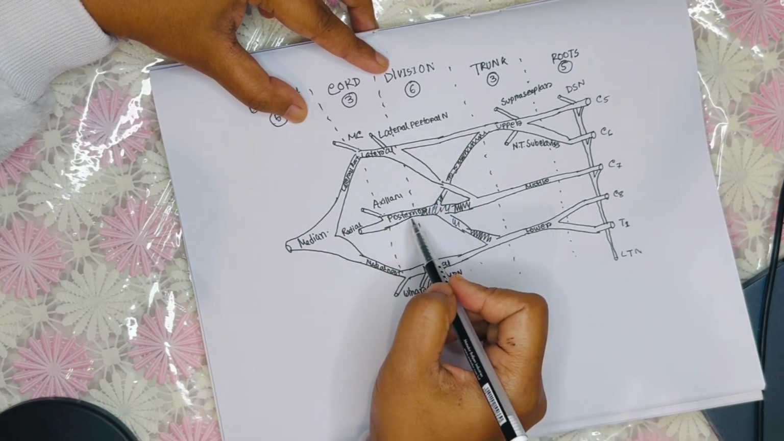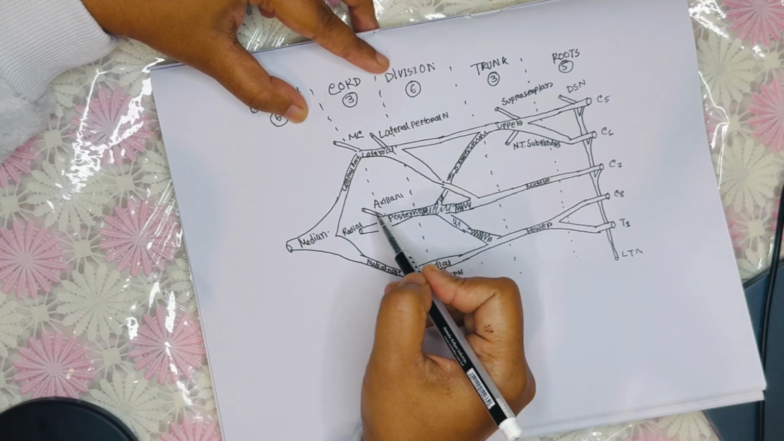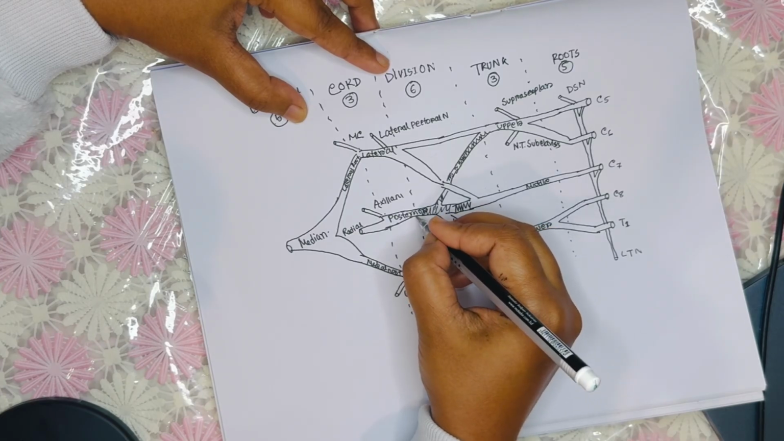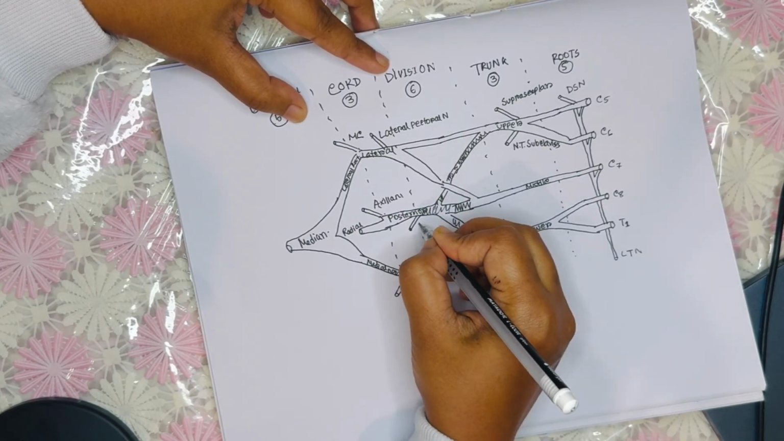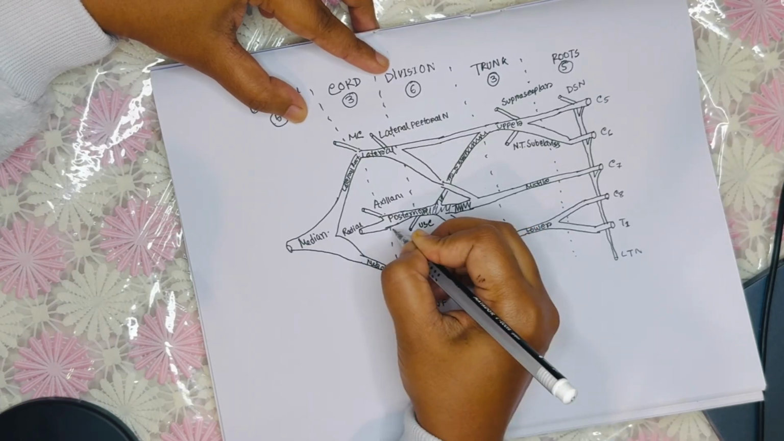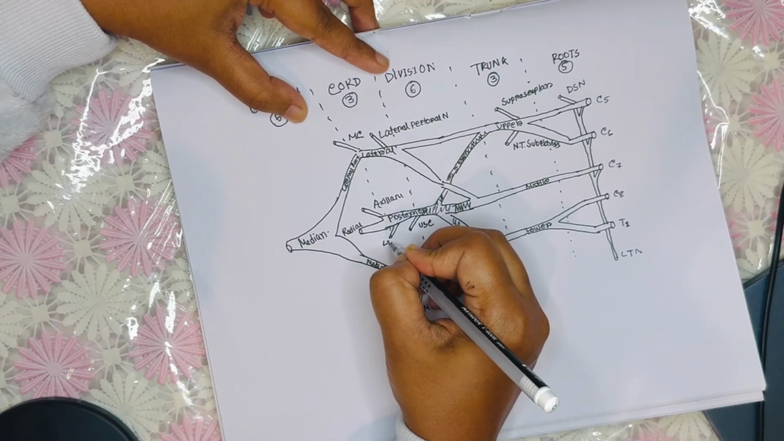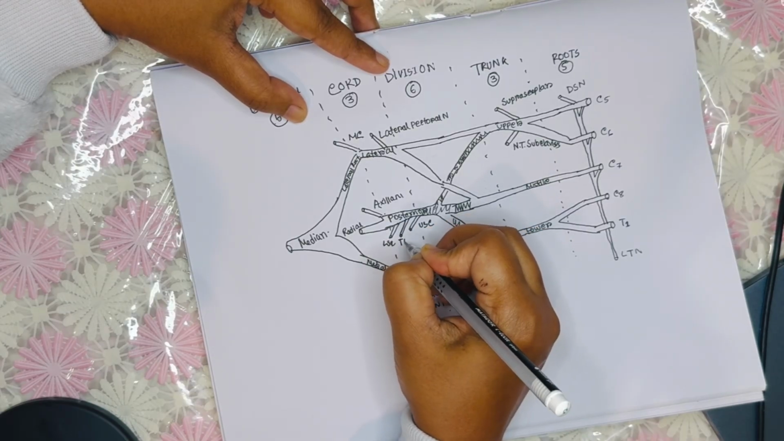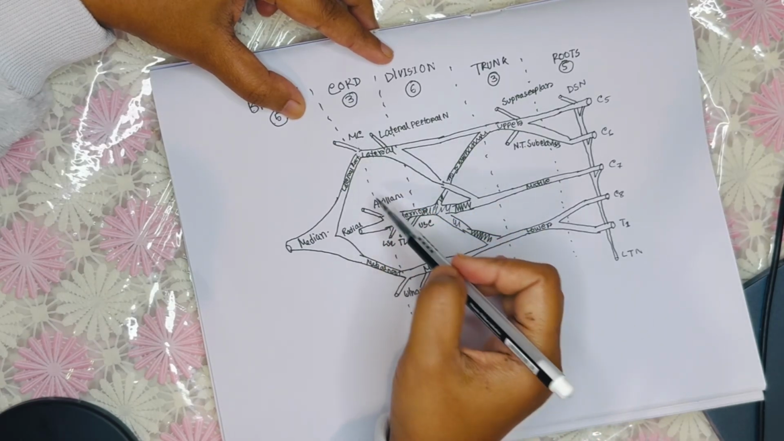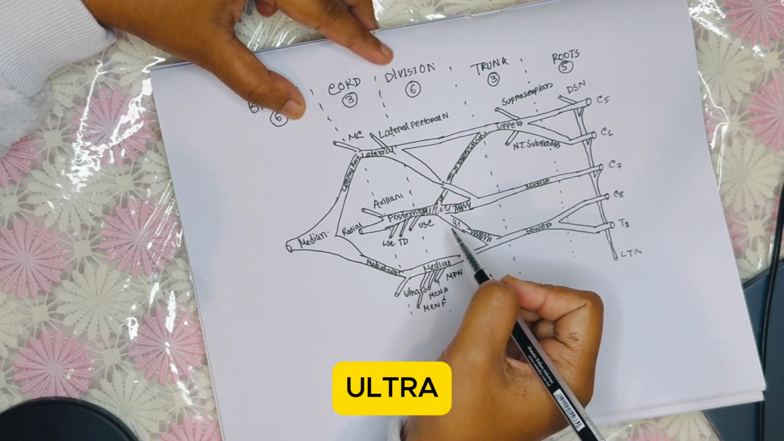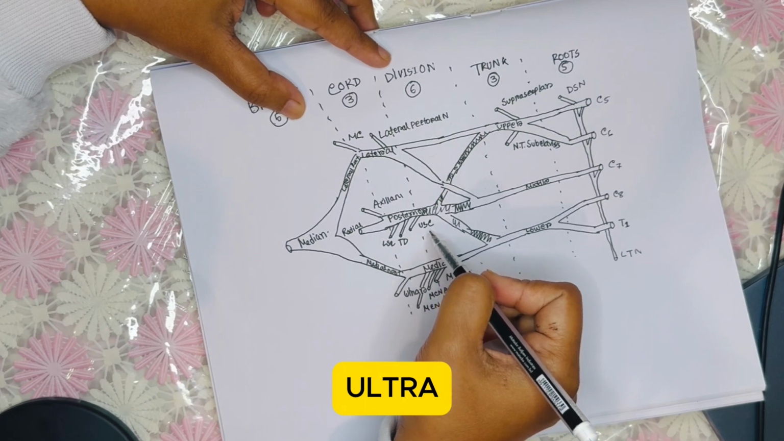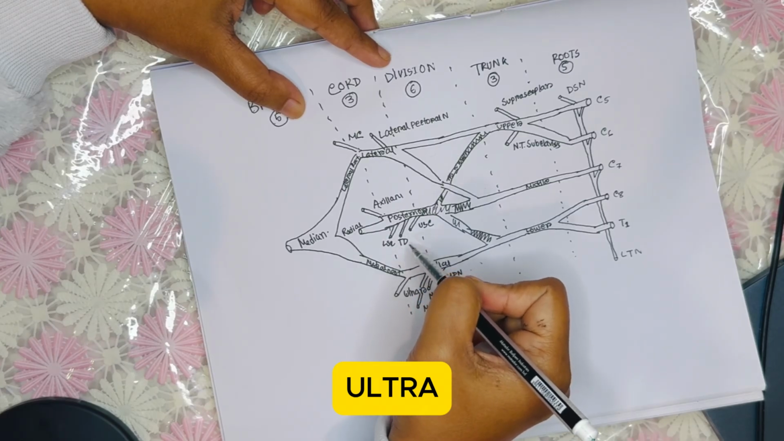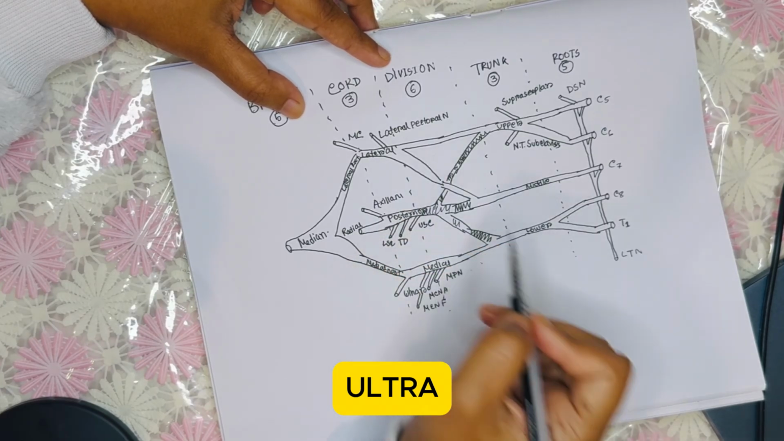Now come to the posterior cord. We already know the posterior cord gives off the axillary and radial nerves, and there are 3 other branches: the upper subscapular nerve, the lower subscapular nerve, and in between the 2 there is another nerve, the thoracodorsal nerve. You can remember the nerves arising from the posterior cord by the word ultra. Here ultra is U for upper subscapular nerve, L for lower subscapular nerve, T for thoracodorsal nerve, R for radial nerve, and A for axillary nerve.